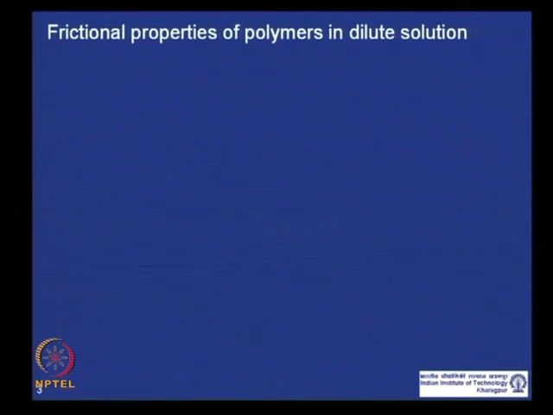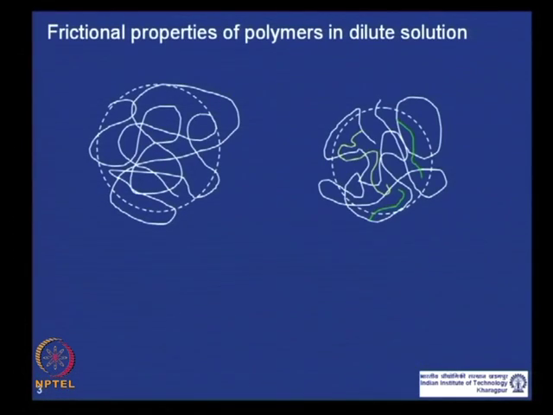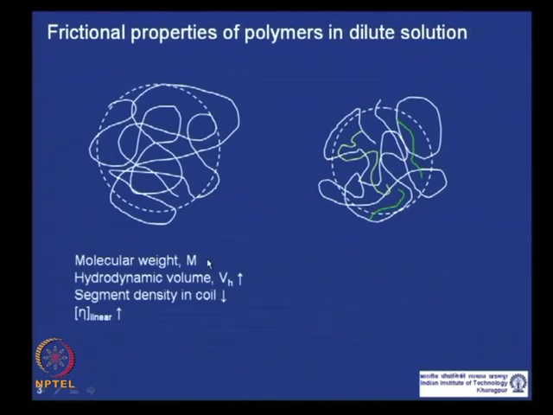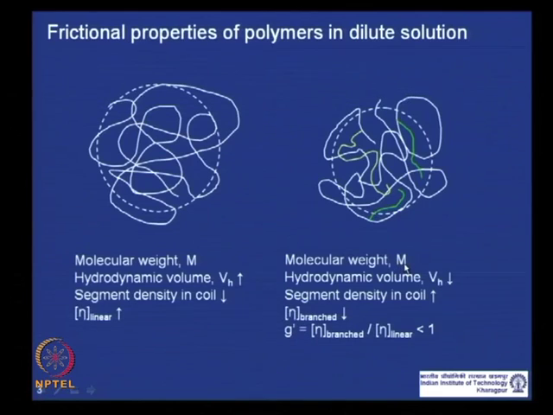Now, just the same information which we discussed, we can compare between a branched chain and a linear chain. The yellow ones are the branches of this linear polymer. Imagine these two have the same molecular weight M. Obviously, if you have branches, then it will have a more compact structure. So, hydrodynamic volume will be lower in this case, and higher in the linear case. The segmental density of the coil is lower in the linear case, and higher in the branched case.